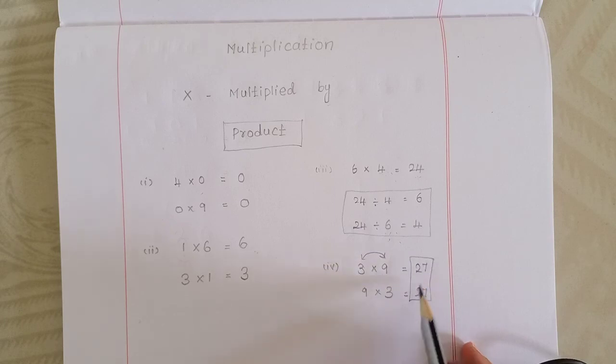No change will come in the answer. Okay, this is the commutative property of multiplication. Next, two rules. Multiplication has two rules. Shall we see the next one? Okay, very good.